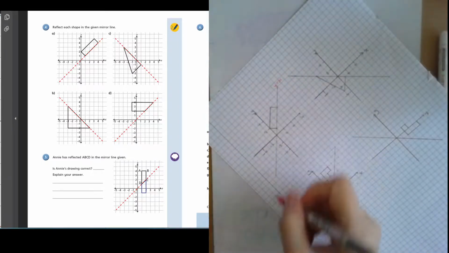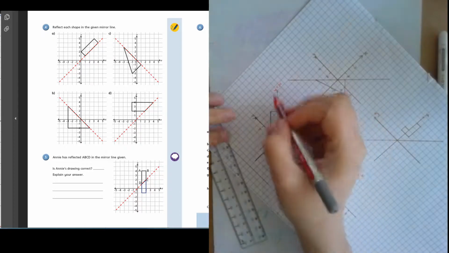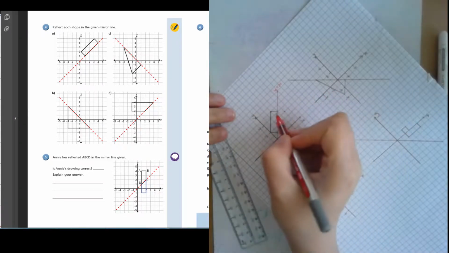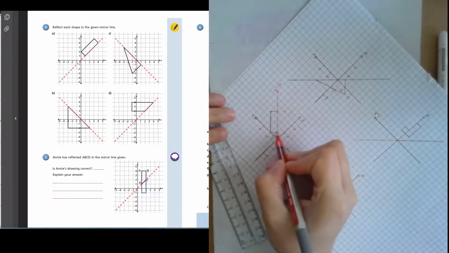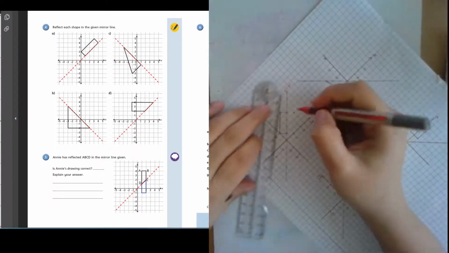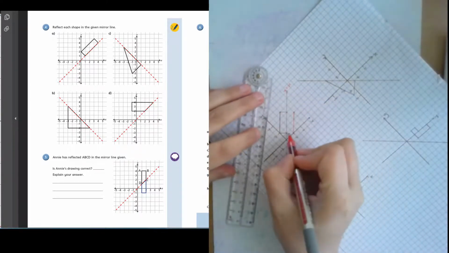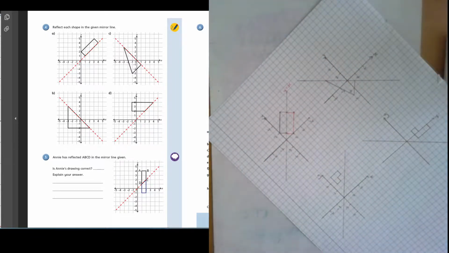Okay, so there's my straight line. All I need to do is reflect to the other side. So this point here is one diagonal away, so it's going to be there. This point stays where it is. This point is one diagonal away, so it will be there, and this point is here. So all I need to do is connect these lines. Okay, so that's the first one.